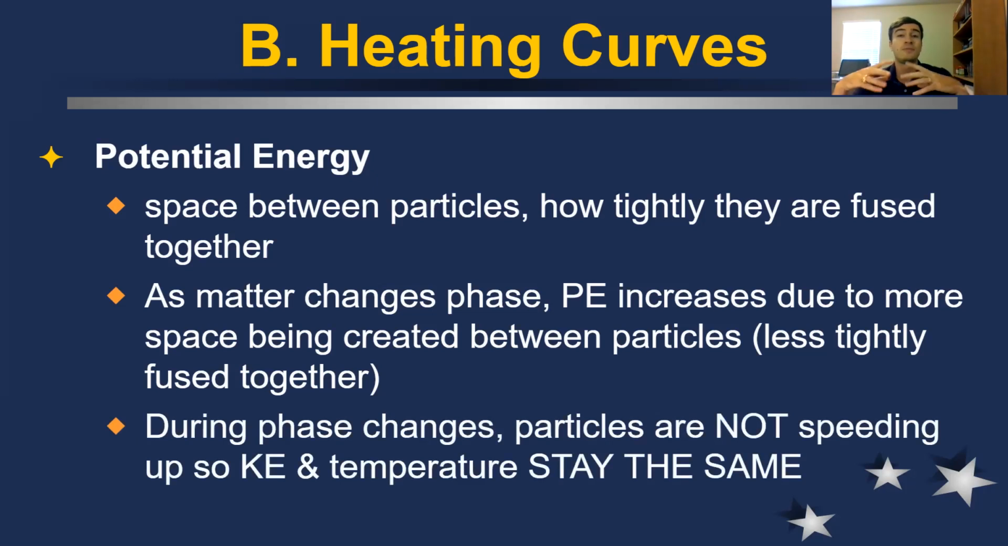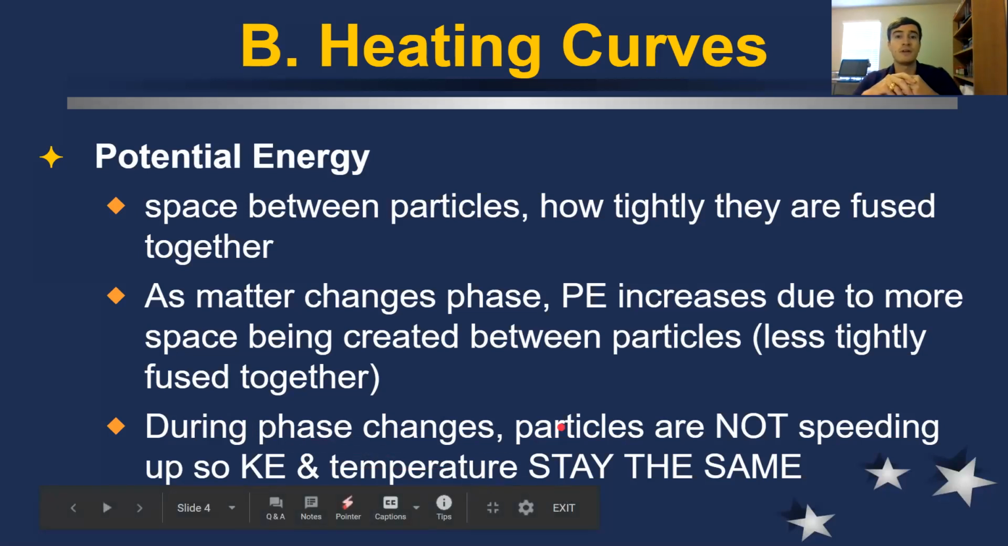So when we're going from a solid to liquid or a liquid to gas, these particles are not moving around any faster than they were a second ago. So that's why the temperature stays the same, stays flat. Instead of all that energy making the particles move faster and faster and faster, the energy is pulling the particles apart from one another. So that's why our temperature and our kinetic energy stay the same while we're going through these phase changes.